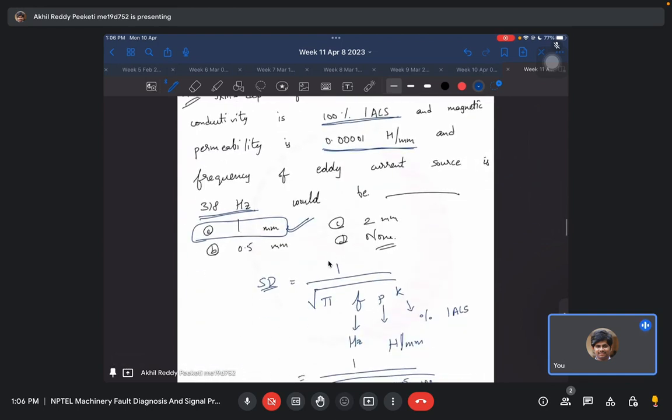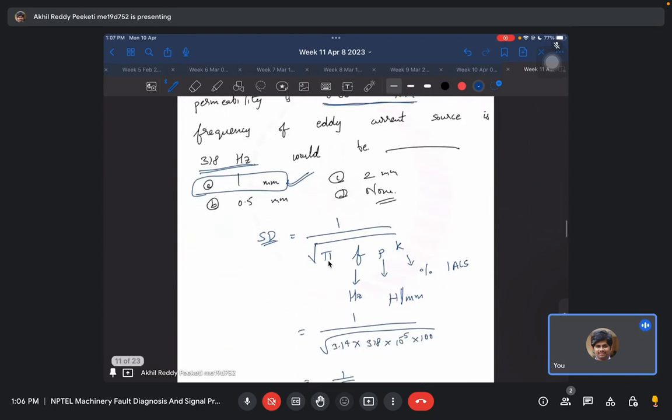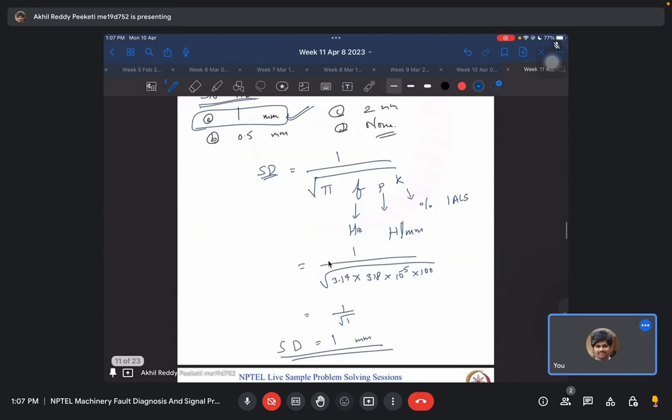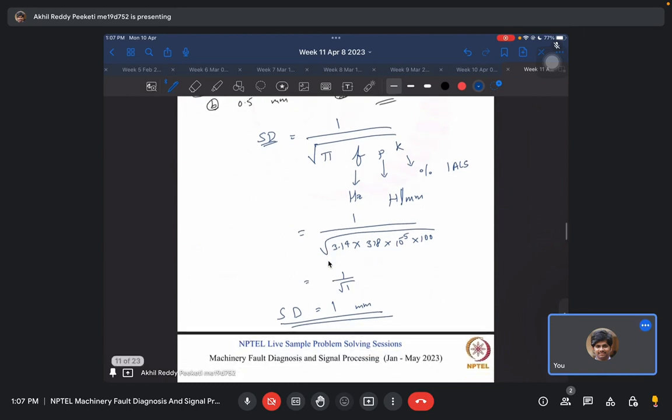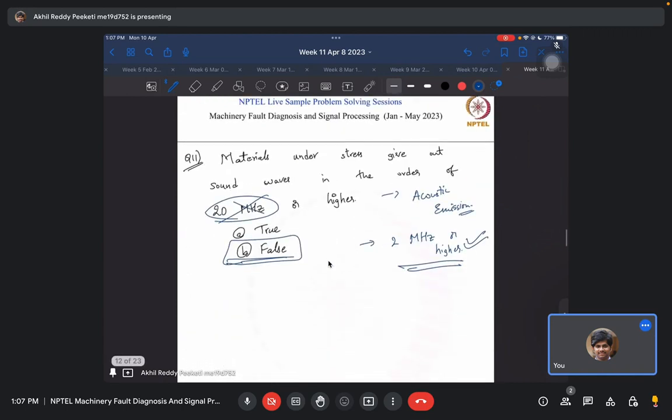So you can estimate skin depth as a function of the frequency, permeability, and the conductivity as 1 by square root of pi f p k, where k is the conductivity in percentage IACS, p is the permeability in H per mm, and f is the frequency in hertz. And materials which are under stress usually give out sound waves in the order of 2 megahertz or higher and not 20 megahertz.